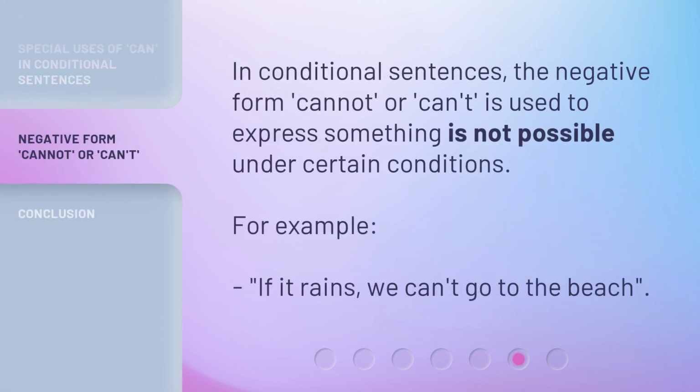In conditional sentences, the negative form cannot or can't is used to express something is not possible under certain conditions. For example, if it rains, we can't go to the beach.